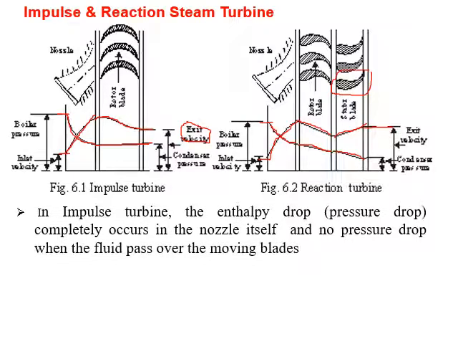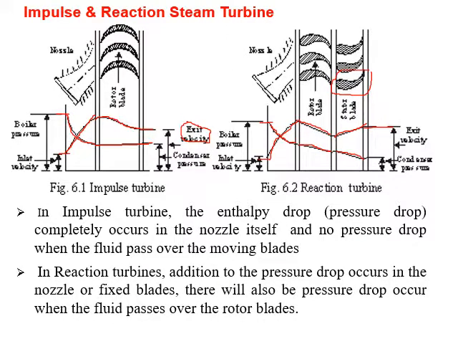In an impulse turbine, the enthalpy drop or pressure drop occurs completely in the nozzle itself, and there is no pressure drop when the fluid passes over the moving blades. In reaction turbines, in addition to the pressure drop in the nozzle or fixed blade, there will also be a pressure drop when the fluid passes over the rotor blades. So these are the basic differences between the impulse turbine and the reaction turbine.